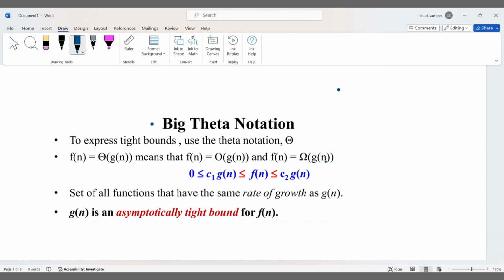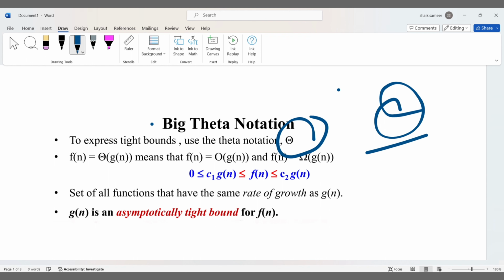When you look into this big theta notation, or you can just call it theta notation, the symbol of this notation is this one, theta. First we are going to discuss the definition of the theta notation, when to use it and why to use it. Along with this we will also discuss the graph of this theta notation.